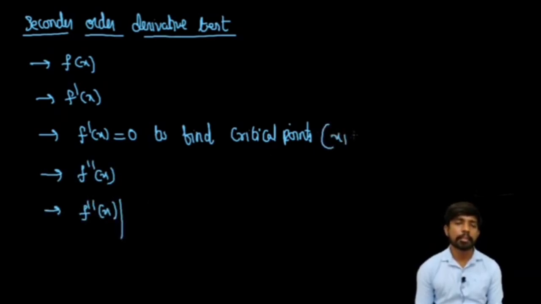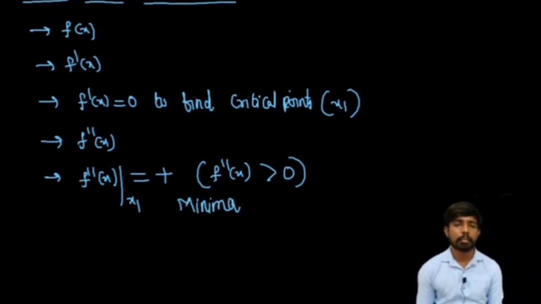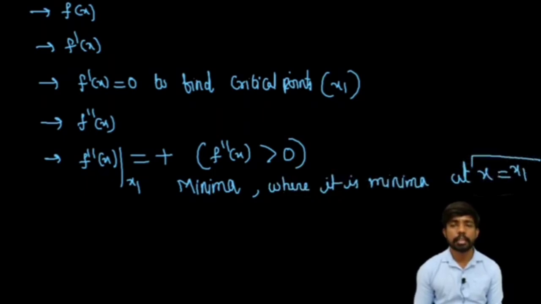Let us say the critical point is x1. So substitute the critical point in the double differentiation. If the result comes out to be positive, that means f double dash of x is greater than 0, then this is said to be minima. And where is it a minima? At x equals x1, it is a minima.